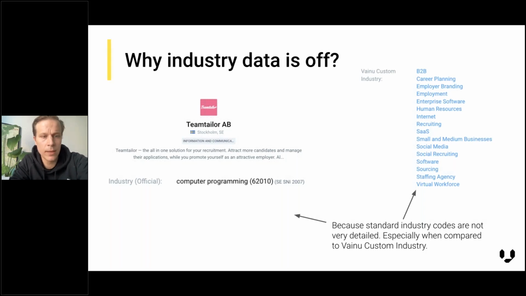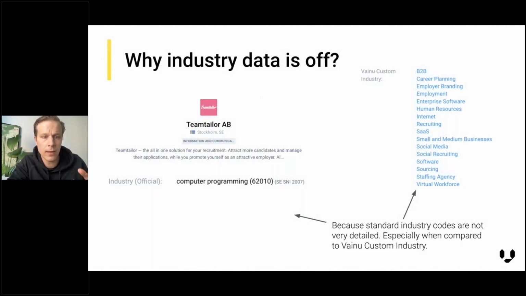Another good example, Teamtailor. That's the Swedish company I already used as an example. They picked computer programming as an industry code when they registered the business in Sweden. It's one of the standard industry codes in Sweden, and technically, I guess that's correct. It's a software business. But sometimes companies pick things like activities of head offices, and then obviously you don't know at all what they're doing.